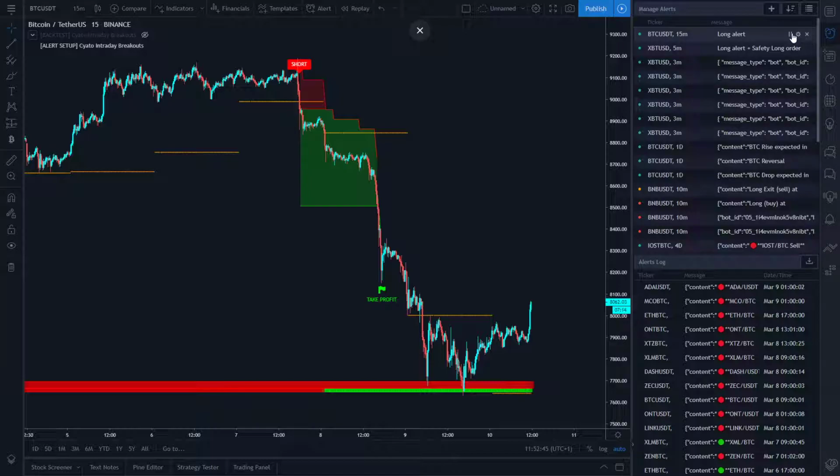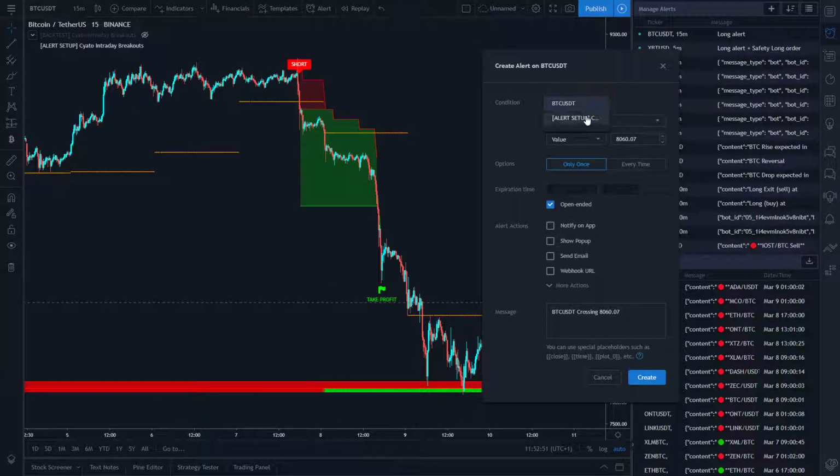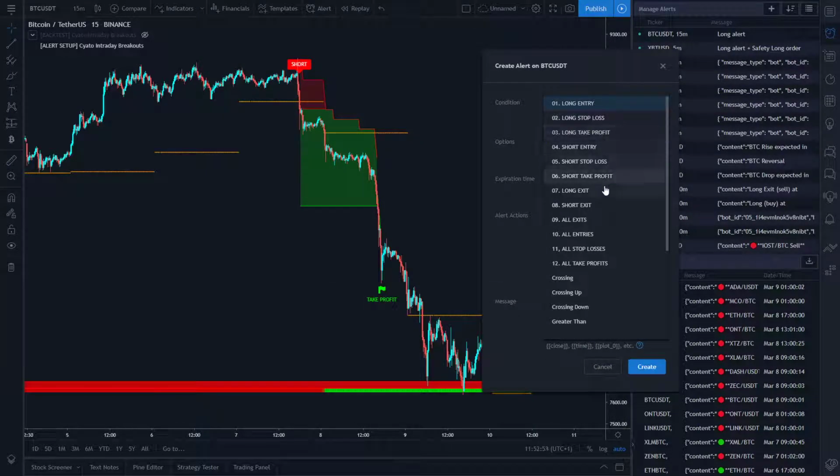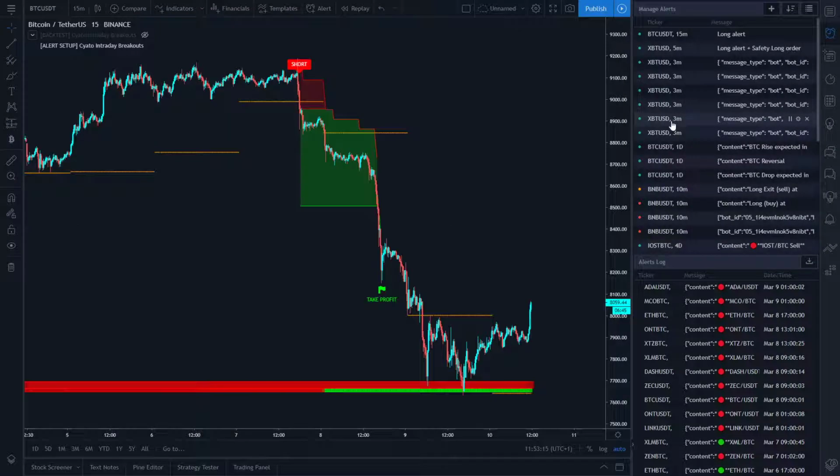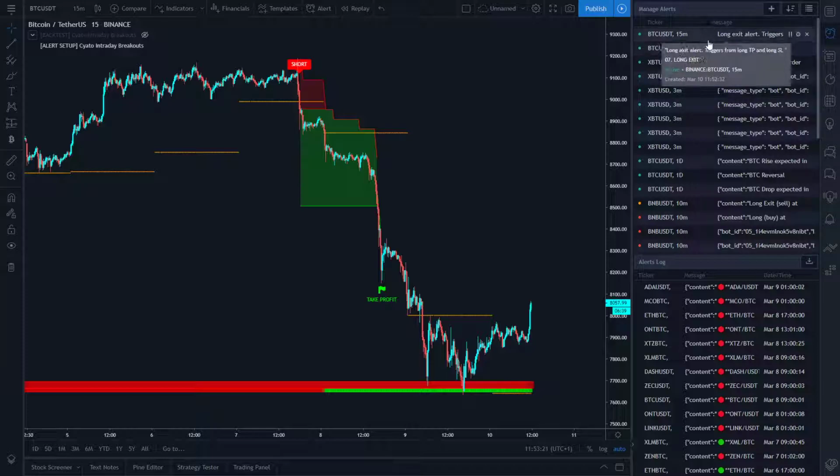Okay, so I'm going to create another alert. For example, we want to exit our long. We use long exit. It will trigger on take profits and stop loss, so it will take account of all the kinds of exit that can happen. Once per bar close and create. You see, it's quite fast when we know how to do it. So now we just have to wait until the alert triggers.